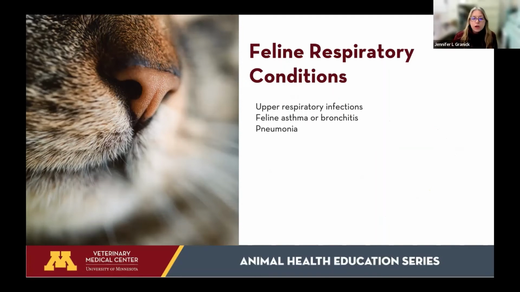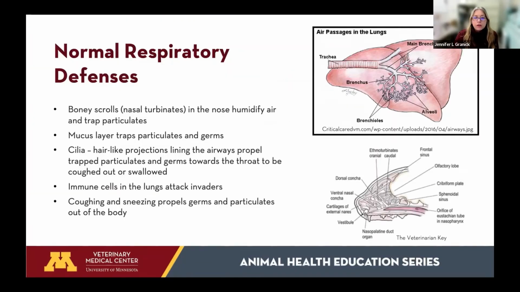Okay, so in the last few minutes, we're going to touch on respiratory conditions. We're going to spend most of our time talking about upper respiratory infections, but I did want to just briefly talk about feline asthma or bronchitis and pneumonia. Just like the urinary bladder, there are normal defenses that help prevent infection in the respiratory system. In the nose, there are scroll-like bones lined with tissue that help humidify air as it's coming through and trap things like smoke, dust and particulates and prevent them from getting into our lower airways. Mucus traps those, and if those particulates get down into the lower airways, like the trachea and the airways down in our lungs, we also have a mucus layer that traps those things.